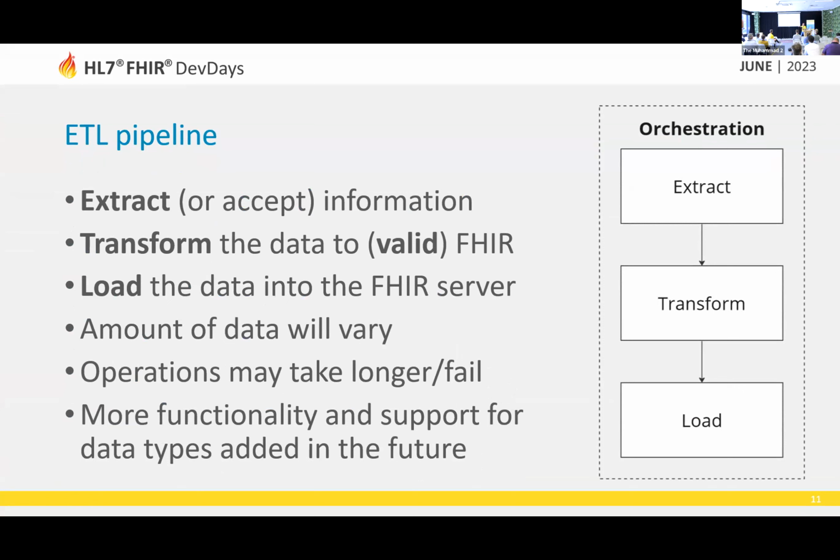Then we take this information, we transform the data, and we validate the data. So those are two discrete steps. And then when the validation has been done and it's successful, we load the data into the FHIR server. You see these components here on the right-hand side, extract, transform, and load. Now, there are a bunch of variables in there, so the amount of data is going to be varying over time. It could be that there's a burst of incoming information, perhaps this cohort of patients that gets added.